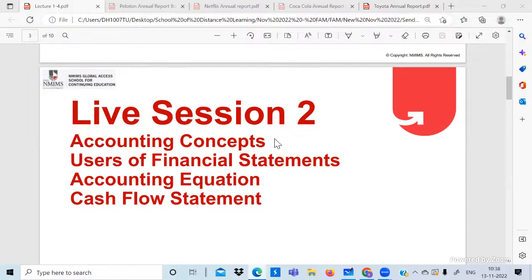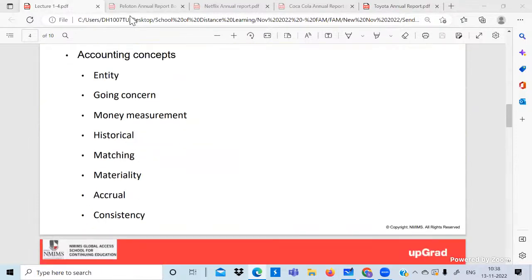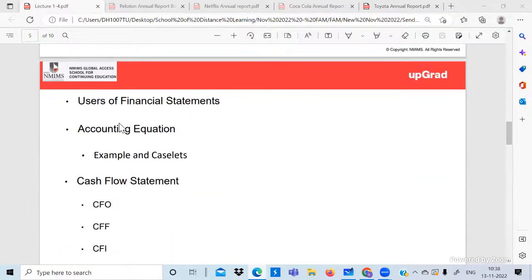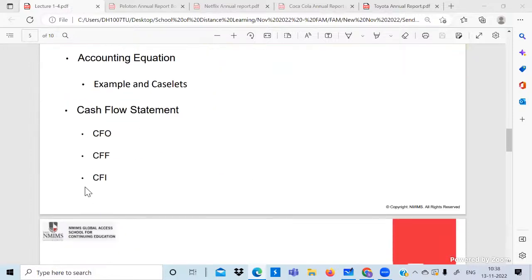And we'll also look at various accounting concepts and conventions. We look at around 7 or 8 accounting concepts and conventions, and we'll cover all this in the next session, that is live session 2. So these are the various accounting concepts that we'll be covering. Then we go through users, we look at an accounting equation, we look at typical examples, we'll go through a caselet, and then we look at a cash flow statement.